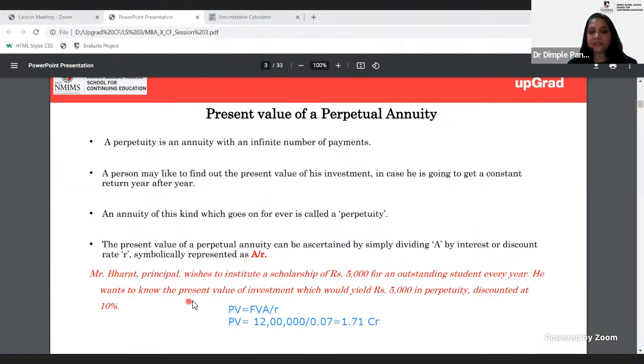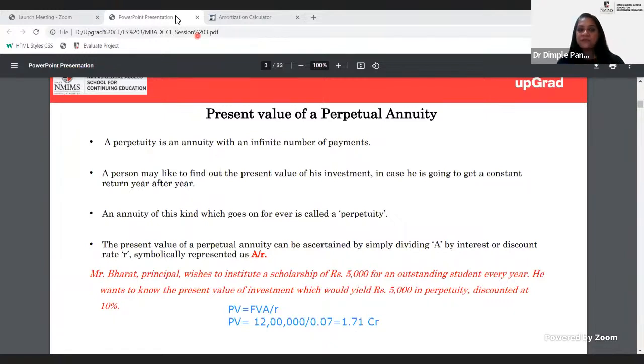Mr. Bharat, the principal, wishes to institute a scholarship of rupees 5,000 for an outstanding student every year. He wants to know the present value of an investment which would yield 5,000 in perpetuity. So this principal wants to give out 5,000 as a scholarship to one student every year, and this school is going to be there for an infinite number of years, right? Because we don't know whether the school will operate for 10 years, 20 years, and so on.